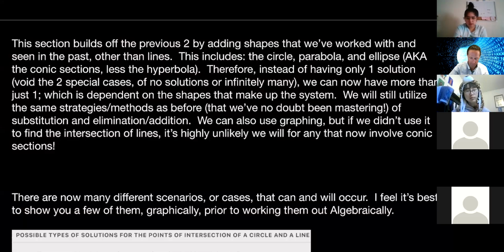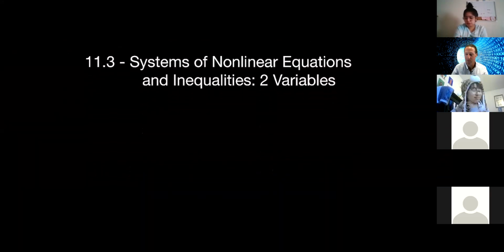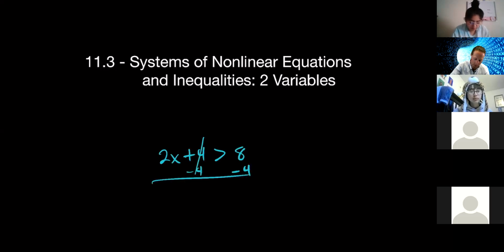So 11.3, we're still dealing with systems in this next section, but now we're not going to have lines always. And since we're just going back to two equations with two variables, they're also going to throw in inequalities. And hopefully you guys remember that when we were dealing with inequalities, when I had something like this, and we solve by subtracting, same way that we always did, right?